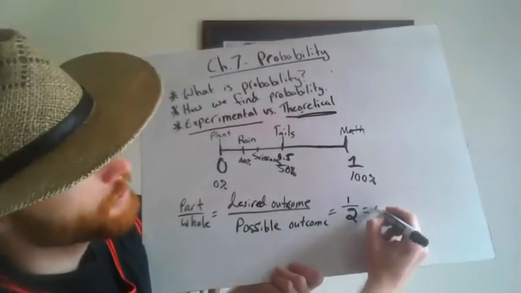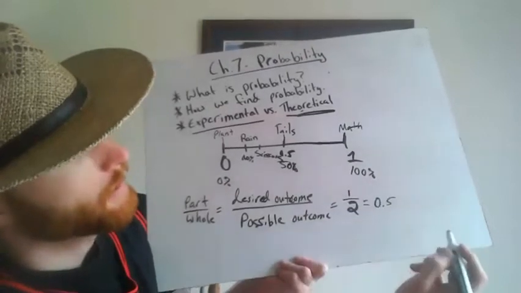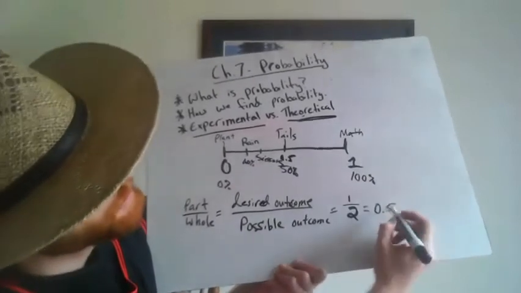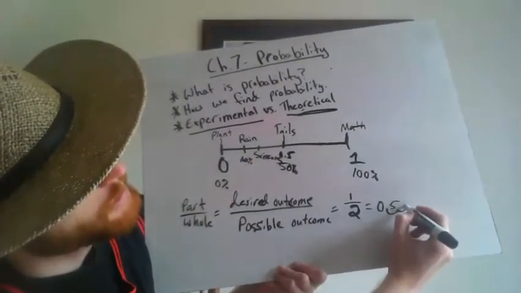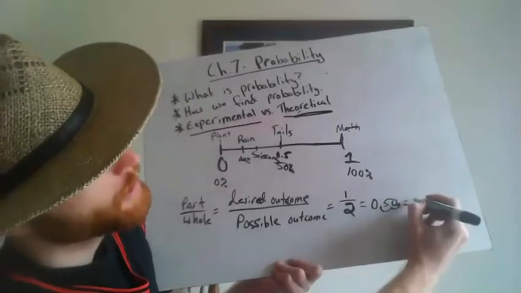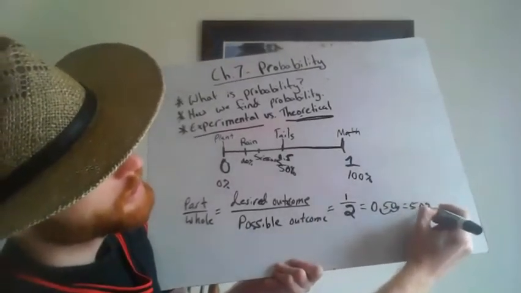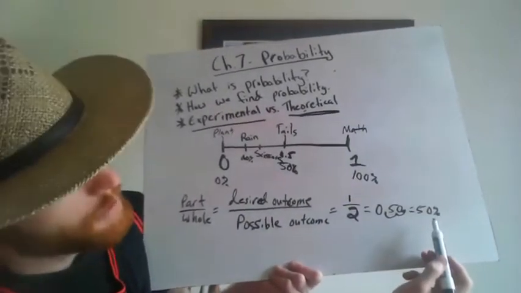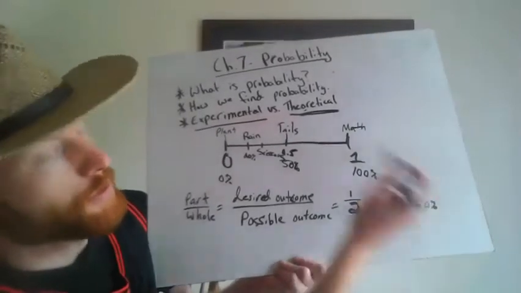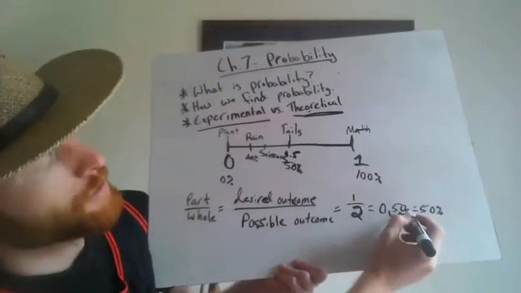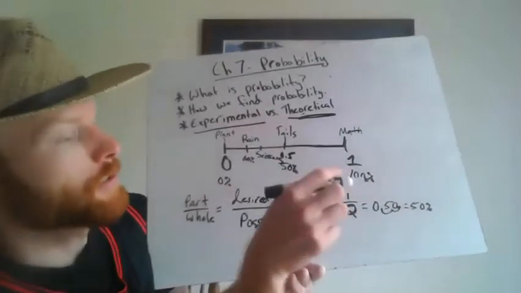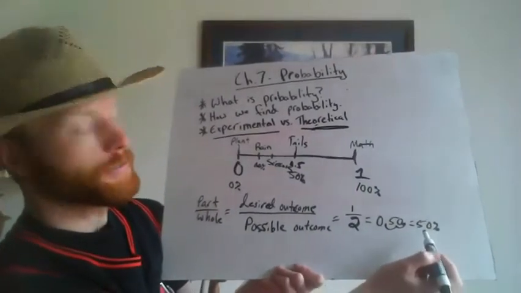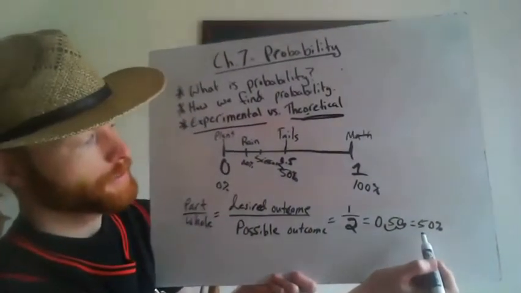Well, 1 divided by 2 is 0.5. That's a rational number. So to convert that into a percentage, we just multiply that by 100 or move the decimal place over twice. Again, if you are confused right now, you need to go back to Chapter 6 and review how to do this. But basically, when you turn a rational number into a percent, you times it by 100. When you turn a percent into a rational number, you just divide by 100. So you move the decimal place twice to the left or twice to the right, depending on which way you're going. So 50% of the time I flip a coin, I will get tails.